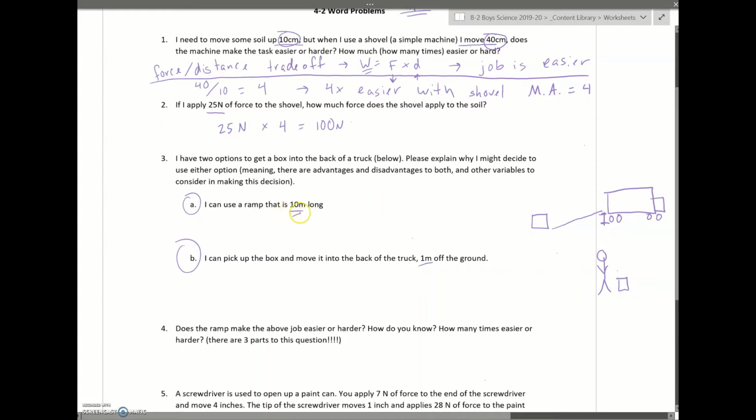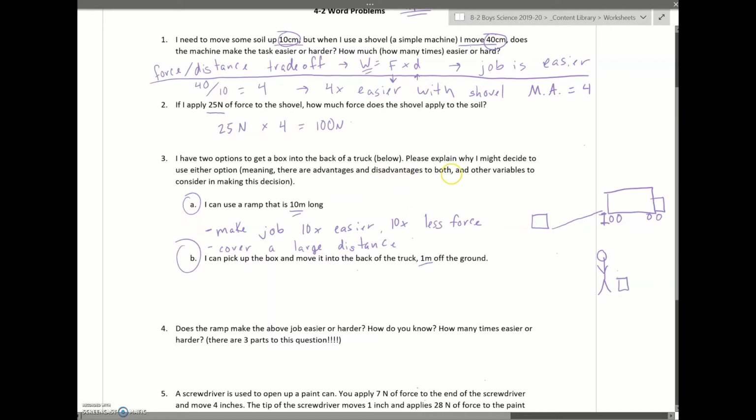This 10-meter long ramp, thinking back to question number 1, it's 10 times more distance, so that means it's going to make the job 10 times easier. It's going to need 10 times less force to complete this task. However, 10 meters is a really long distance, so a disadvantage to this might be that you have to cover a large distance.